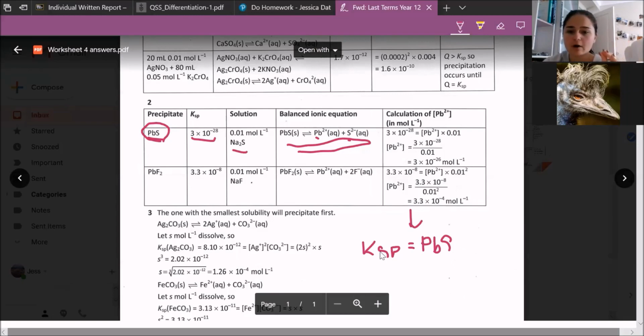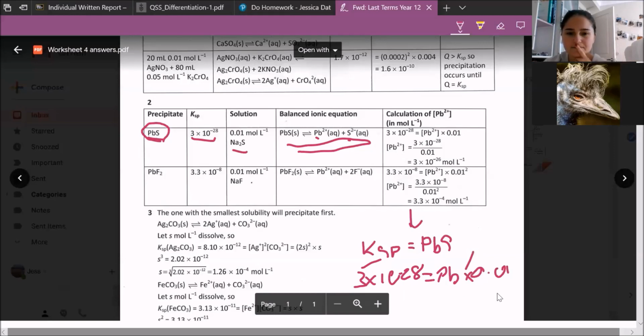So step 1 is: Ksp is equal to the precipitate that is made. The Ksp value we've been given is 3 times 10 to the power of negative 28, which equals PbS, lead sulfide. We've already been given our sulfide concentration. So we've got Pb, and that's what we're trying to find: the concentration of lead ions within the solution, right? And we've got 0.01.